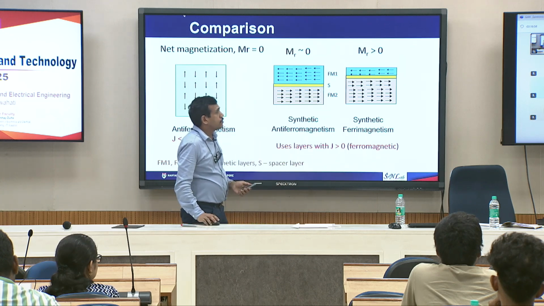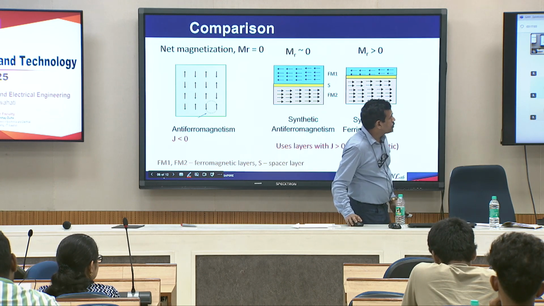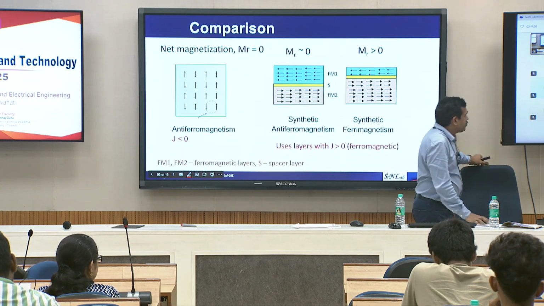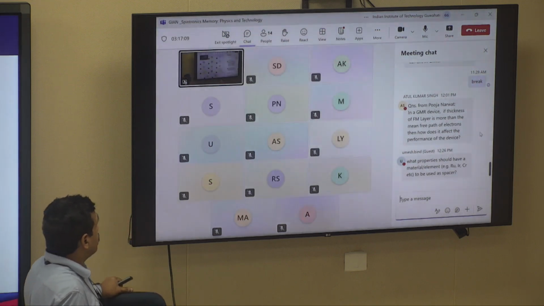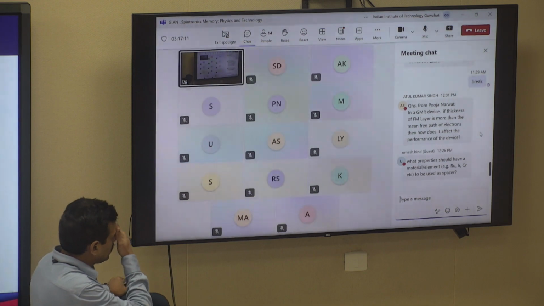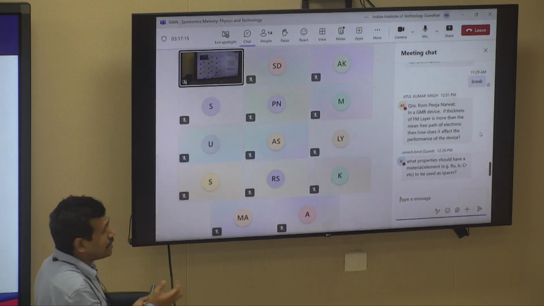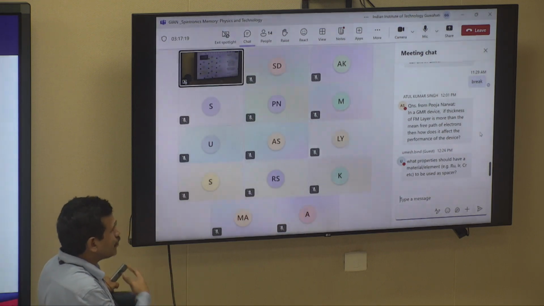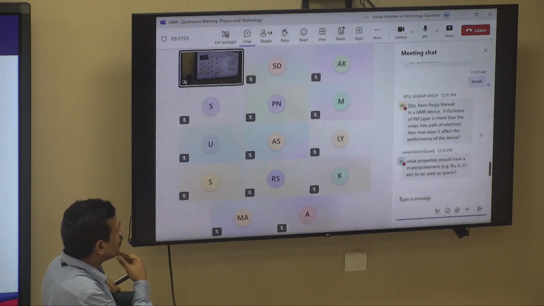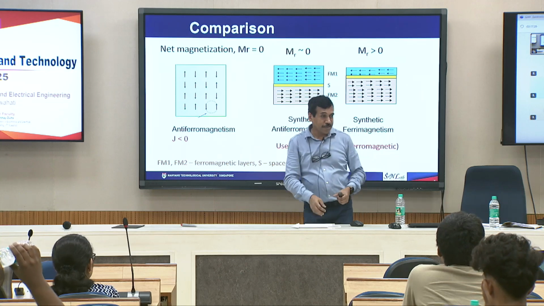Other question is what properties should a material have to be used as a spacer layer? Yeah, this one is difficult to say, but as I mentioned, in the 1990s itself Professor Stuart Parkin studied 40 different materials, from which ruthenium and iridium are known to be good materials. So, why do you want something else? Just use one of them, ruthenium or iridium.